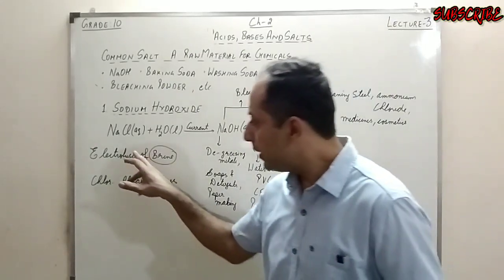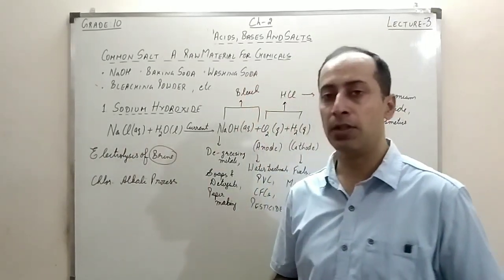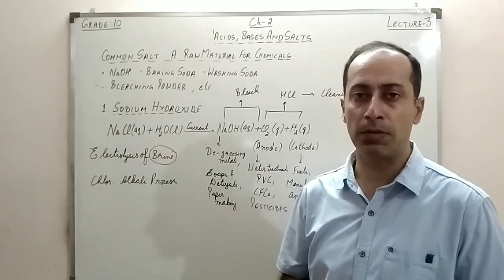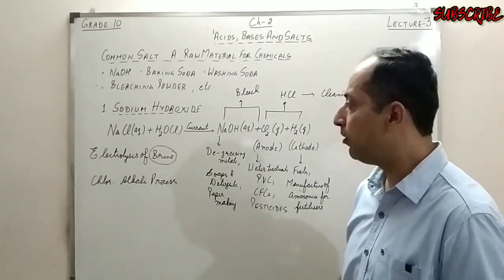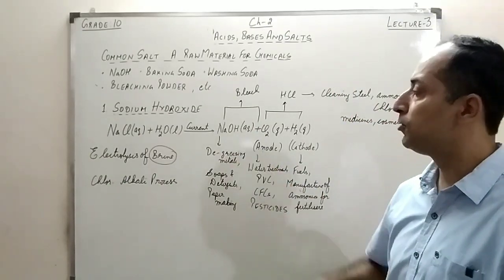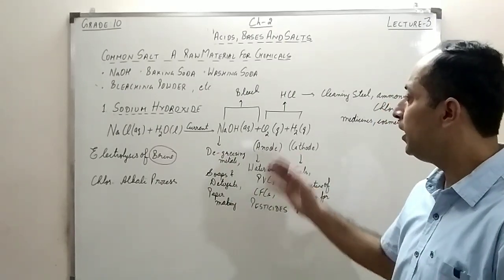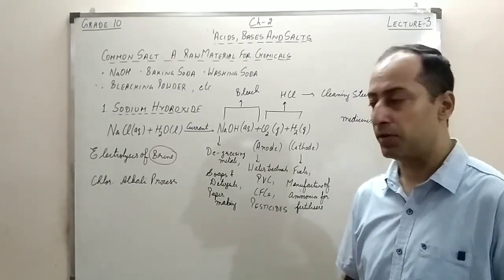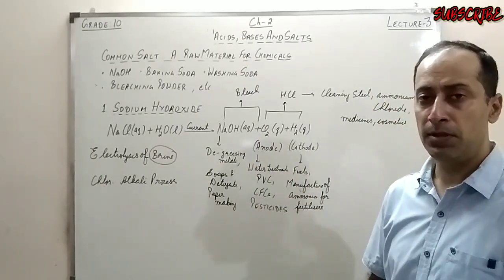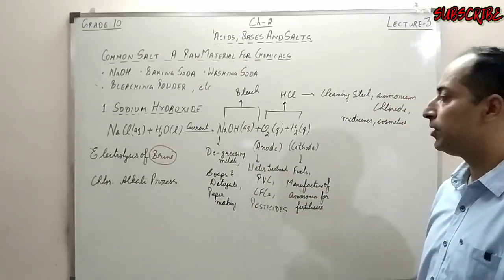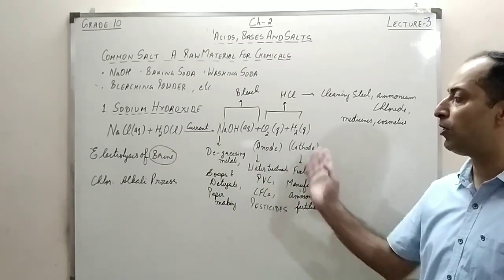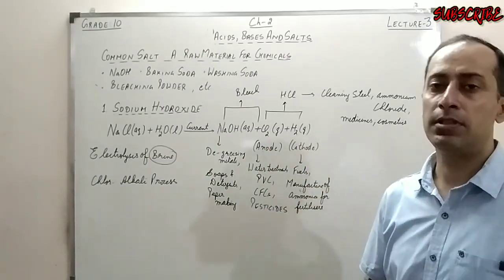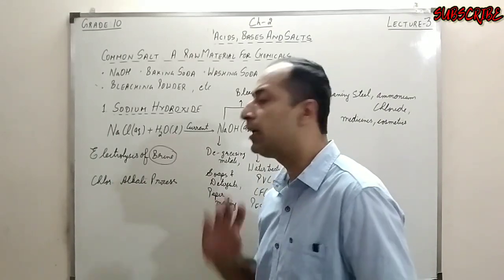So when current is passed through the aqueous solution of sodium chloride, which is also called brine, we get three things. The first thing we get is sodium hydroxide, then we get chlorine and hydrogen gases, which are collected at different electrodes. Chlorine is collected at the anode and hydrogen is collected at the cathode. Now we are getting three important things. And this process is also called the chlor-alkali process.